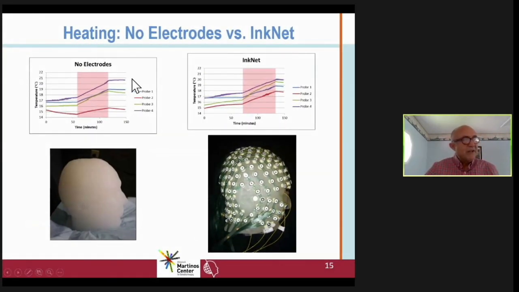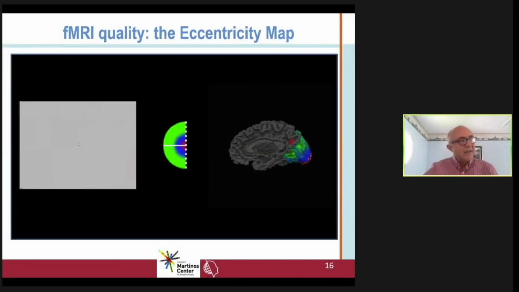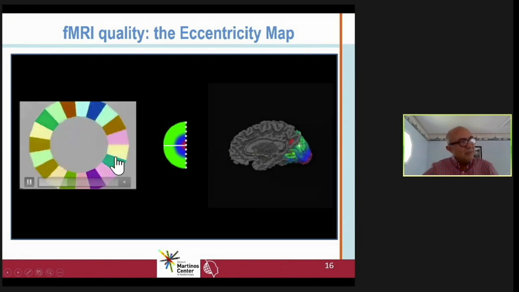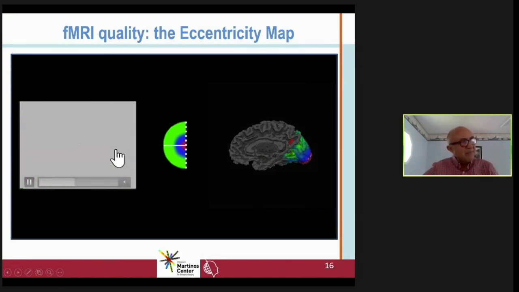When we did the measurements, we compared a case of no electrodes, with just a phantom, and the InkNet, and we saw that in practice there is no heating at all. Then we looked at the quality of the MRI images, and we did the following experiments. We computed the eccentricity map.